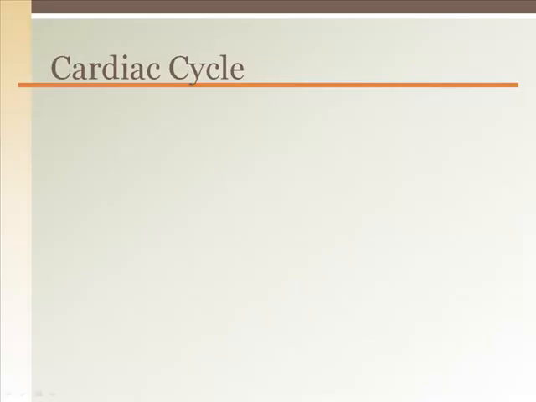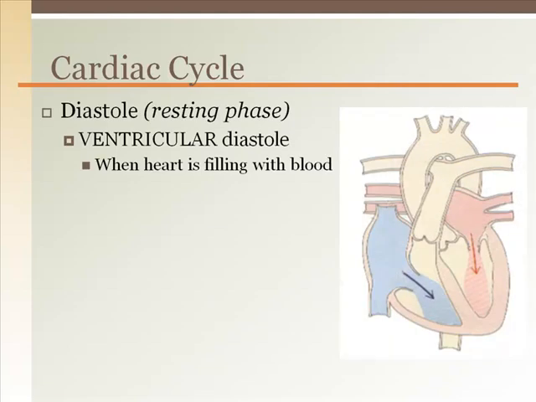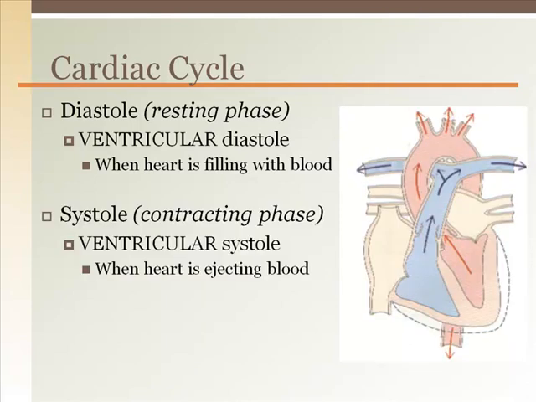The sequence of events that occurs in a single heartbeat is known as the cardiac cycle. There are two main stages for the ventricles, diastole and systole. Diastole is when the heart muscle is resting and the chambers are filling with blood. Systole is when the heart muscle is contracting and generating force in order to push the blood out.